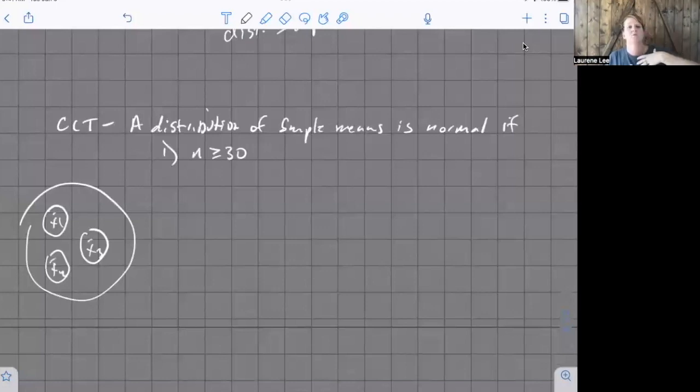We always talk about the size of your sample, that really matters. And in this case, it matters. There's an exact number where we have to hit at least 30 or above. Okay. So either that needs to happen, or your population has to be normal.